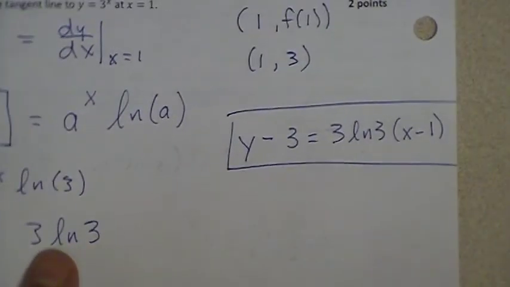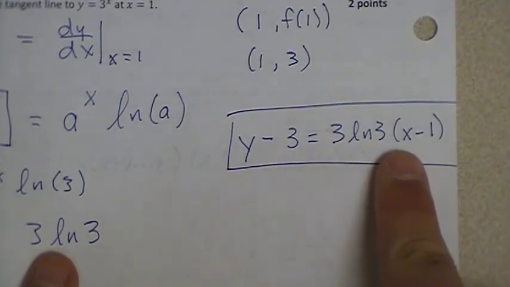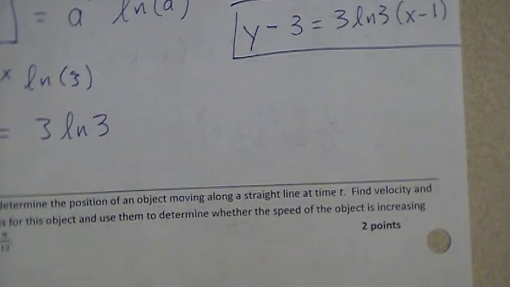Oops, sorry, I got that off the screen there a little bit, didn't realize I was doing that. But y minus y1 equals m times the quantity x minus x1. We'll take a look at the last problem here in a third video.